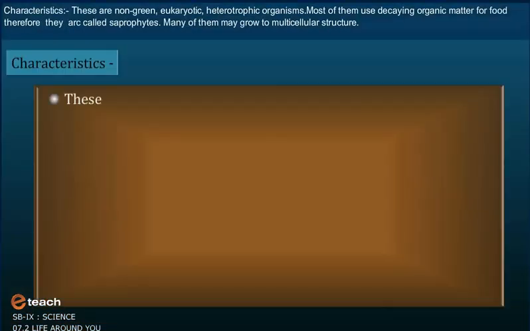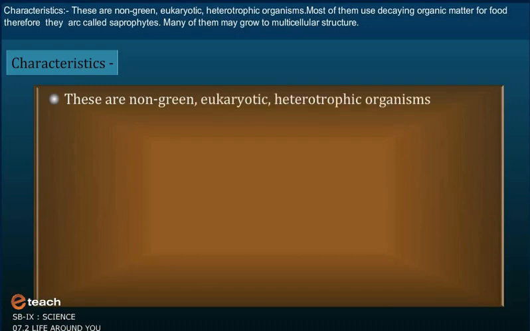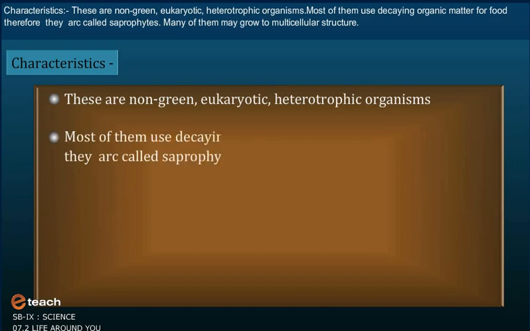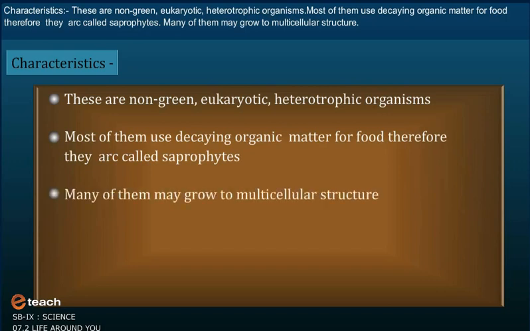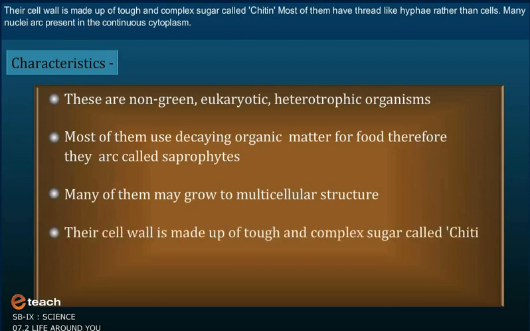Characteristics. These are non-green, eukaryote, heterotrophic organisms. Most of them feed on decaying organic matter. Therefore, they are called saprophytes. Many of them may grow into multicellular structures. Their cell wall is made up of a tough and complex sugar called chitin.